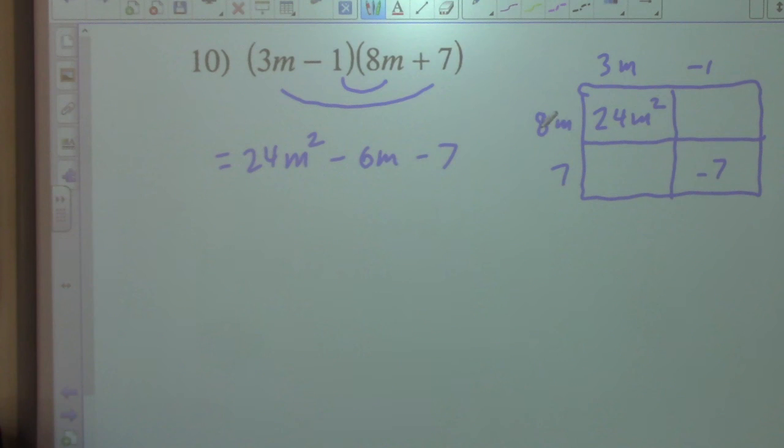Well, what's going to be negative 1 times 8m? That's going to be negative 8m, right? And then you're going to have 3m times 7, which is 21m. And then you add these together, what do we get? 13, right? That's going to be plus 13m. Is that right? Does that make sense, Madeline? All right, okay, you're good on that.